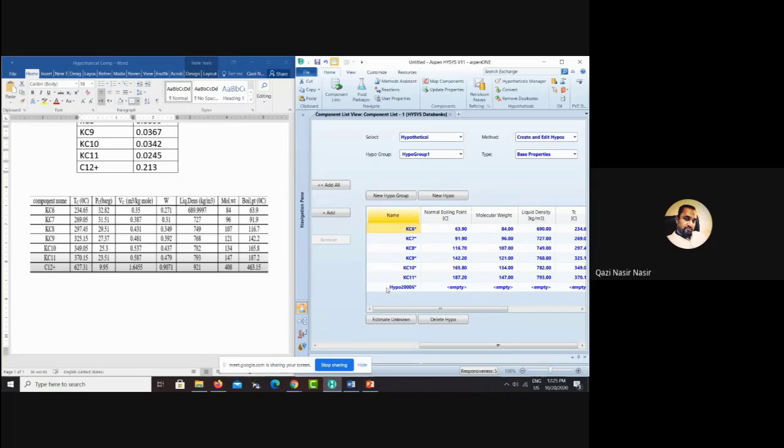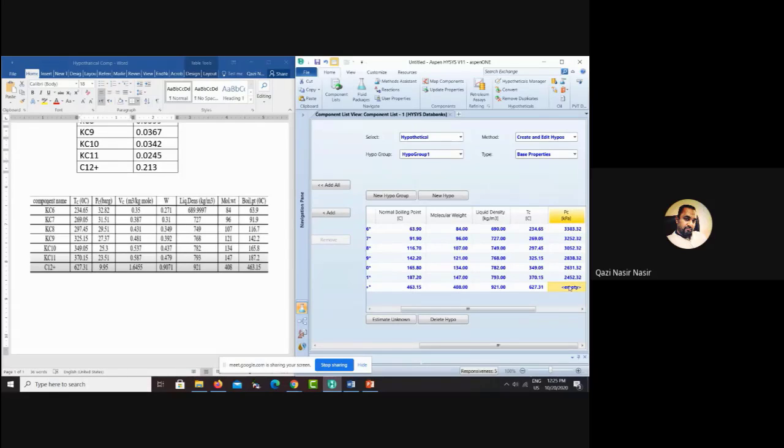And the last one, which we can call C12 plus. That one has the boiling point of 463.15 degrees Celsius. Molecular weight is 408. This is a heavy component because it has a very high molecular weight. Liquid density is 921. Temperature is 627.31 Celsius. Pressure is 9.95, again bar G.